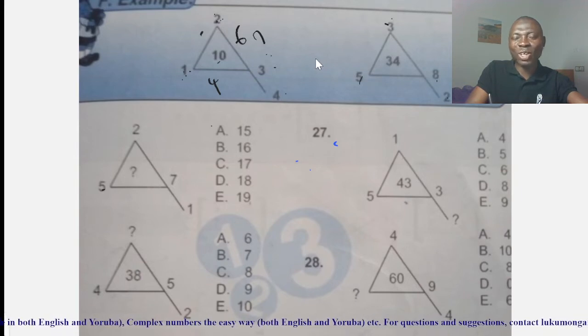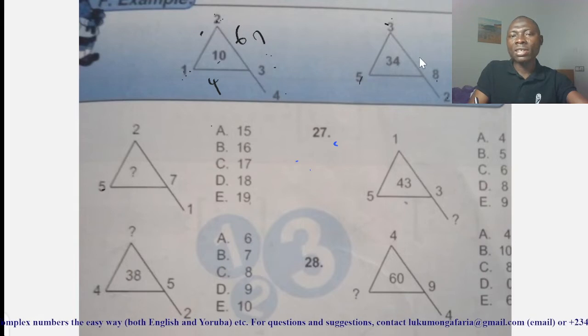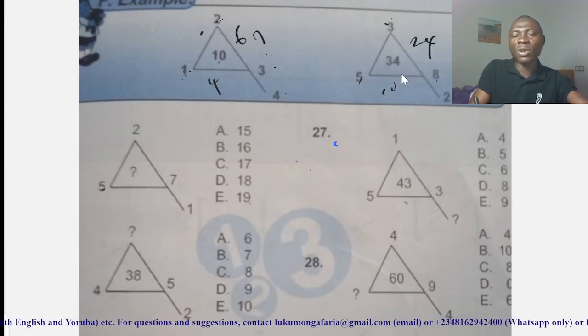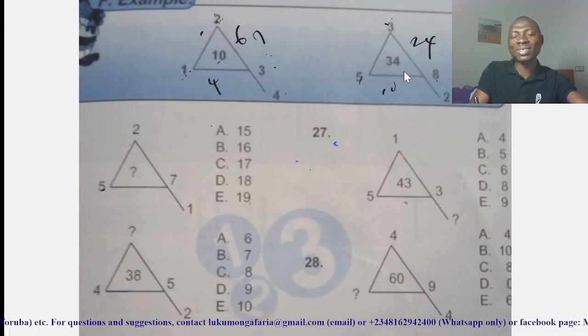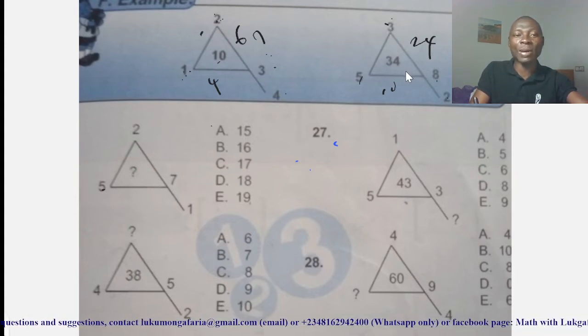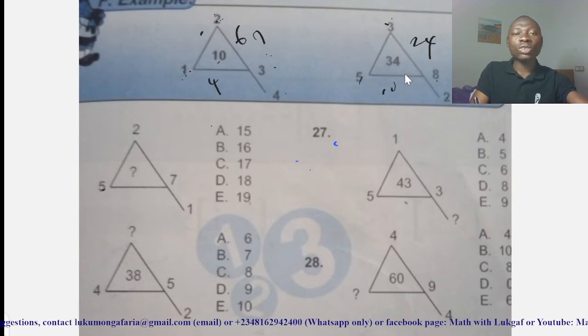Okay, let's see whether it works for the second one. 5 multiplied by 2, that is 10. So 3 multiplied by 8, that is 24. 24 plus 10 will give me 34. Bravo, très, très bien. So it works for the two examples. Then I'm now free to what? To continue with the remaining questions.